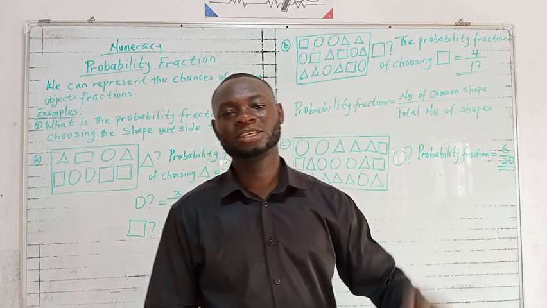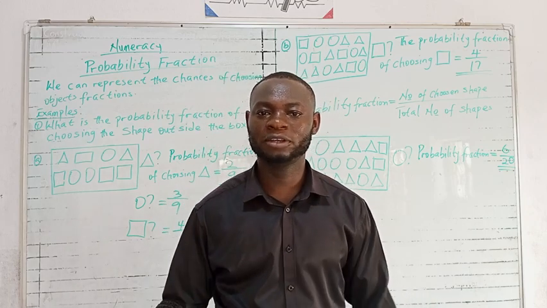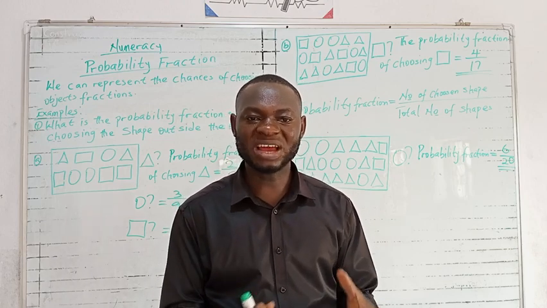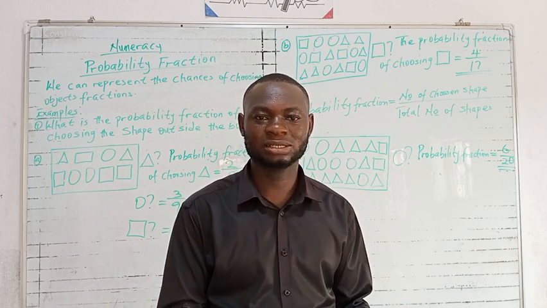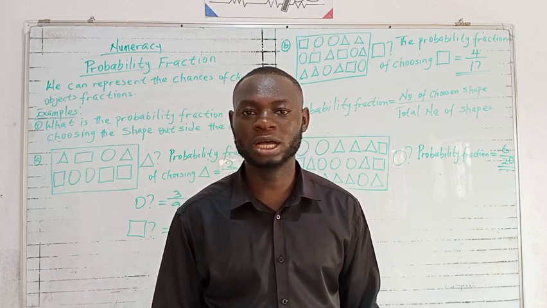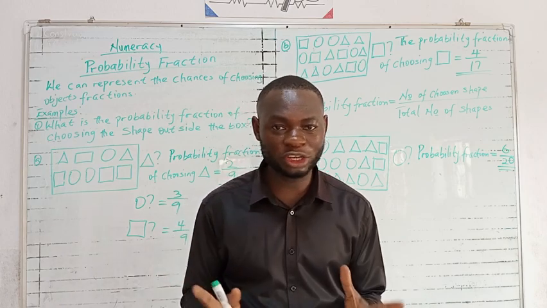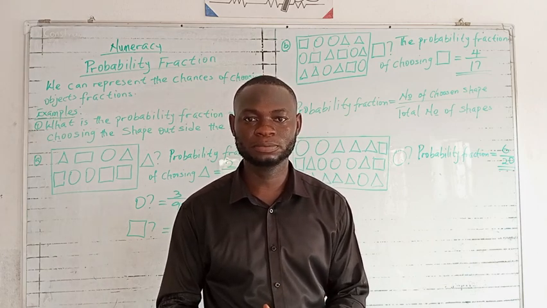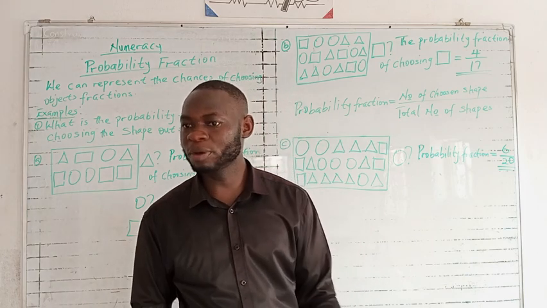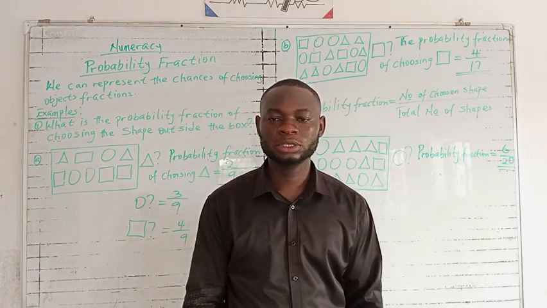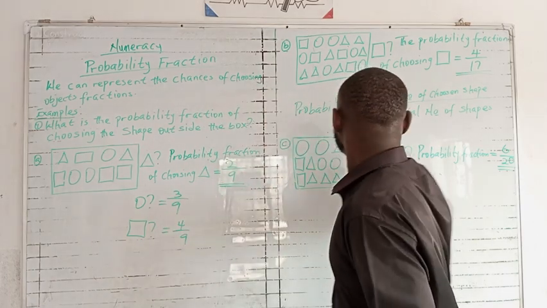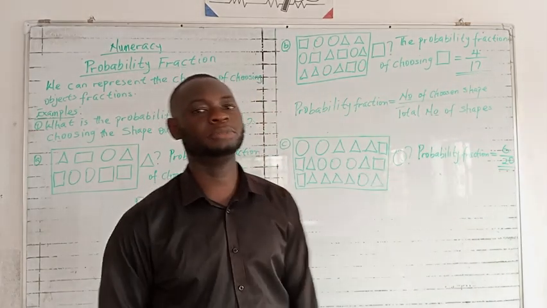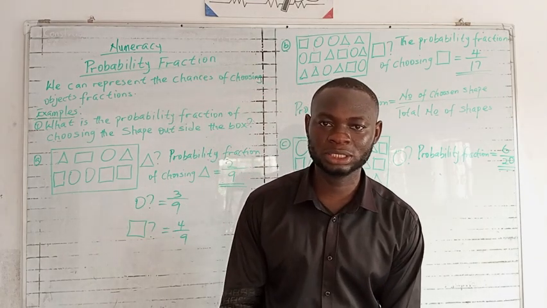You can guess the chances something has to occur. The rate of occurrence of an event, the chances, is what we simply call or refer to as probability. So it's a very sweet concept in mathematics, the probability concept. Okay? So probability and probability fraction simply means number of chosen shapes all over total number of shapes in the box. So that is that about probability.